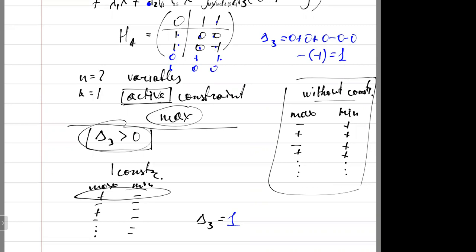And bingo, point A is a local constraint extrema. Okay, any questions? Okay, thank you.